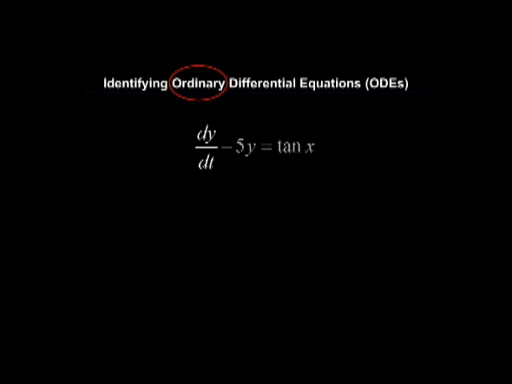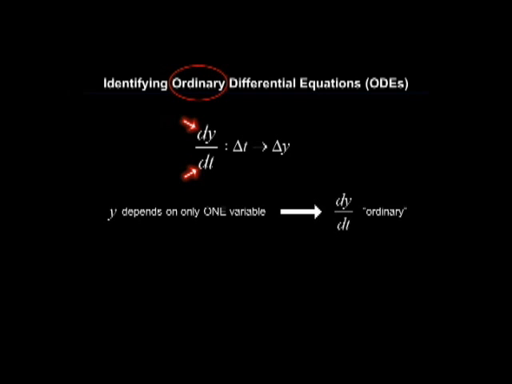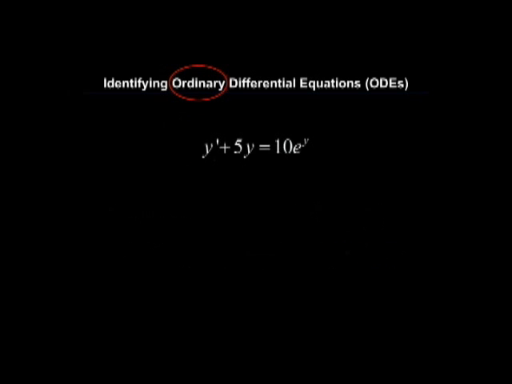Consider this differential equation. Note that the derivative is dy over dt, which uses your typical looking letter d. This indicates that the only way for y to change is if t changes. In other words, y does not depend on any other variables. Because of this, y can depend on only one variable, and therefore we say that the derivative is ordinary. And since this is a differential equation involving only ordinary derivatives, it is an ordinary differential equation.